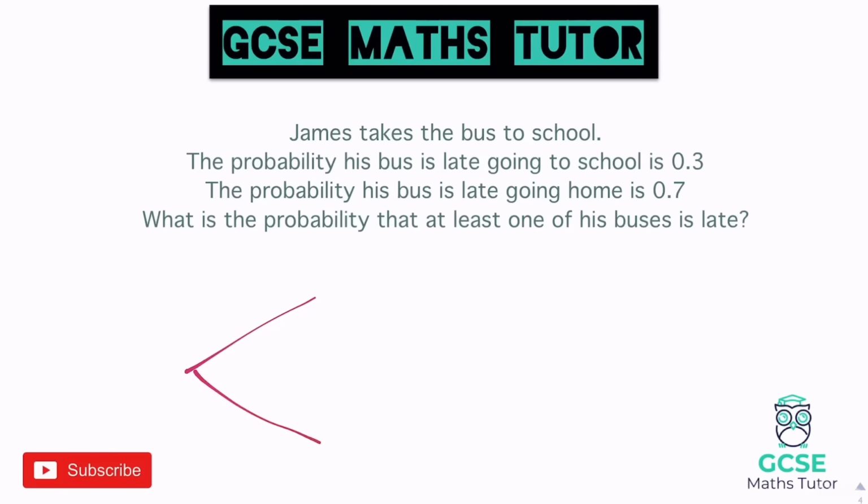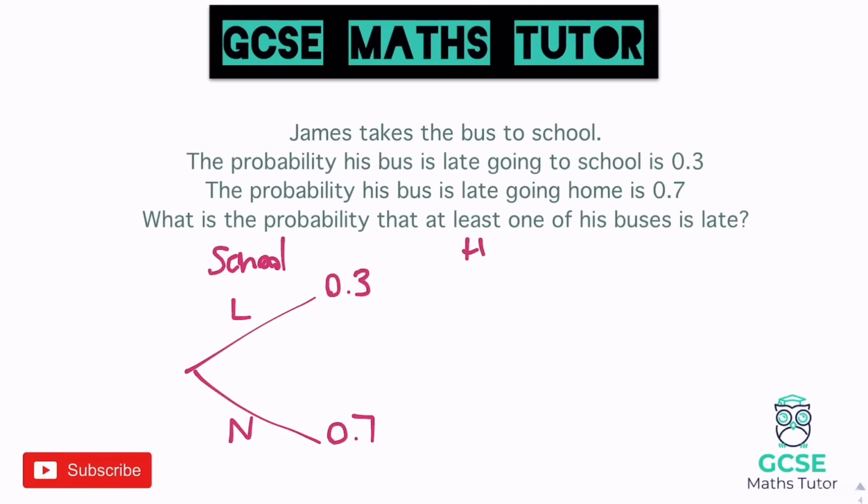So this time it's not the same thing on both occasions. We've got one where he's going to school, and the other part of the branch is where he's going home. But when he goes to school, it's either late or it's not late. And the probability of late is 0.3, so therefore the probability that it's not late is 0.7.